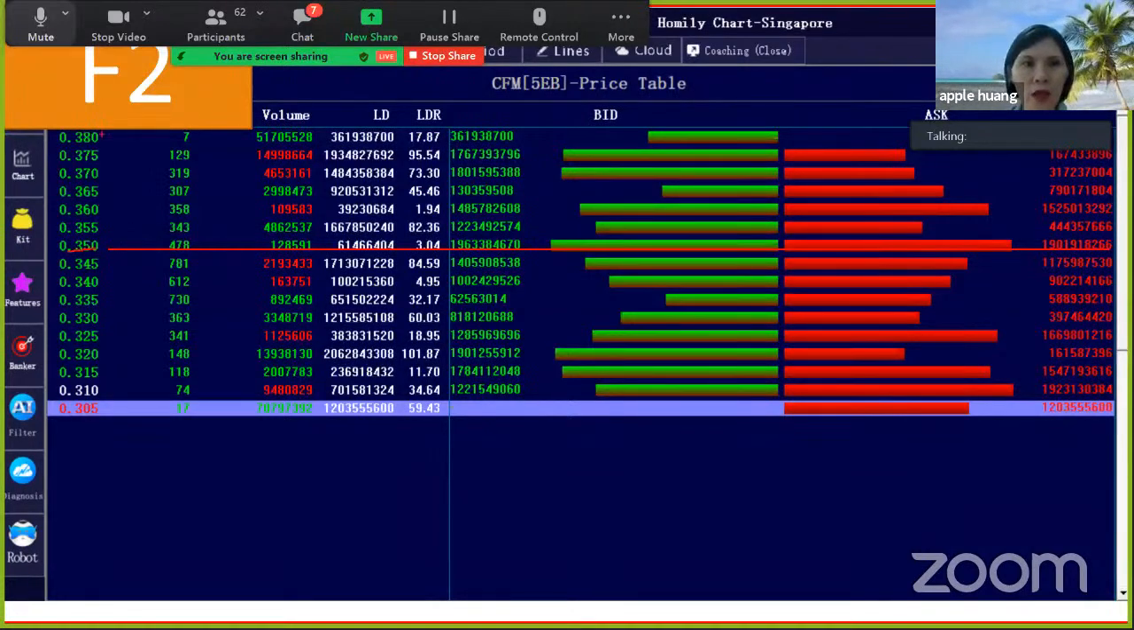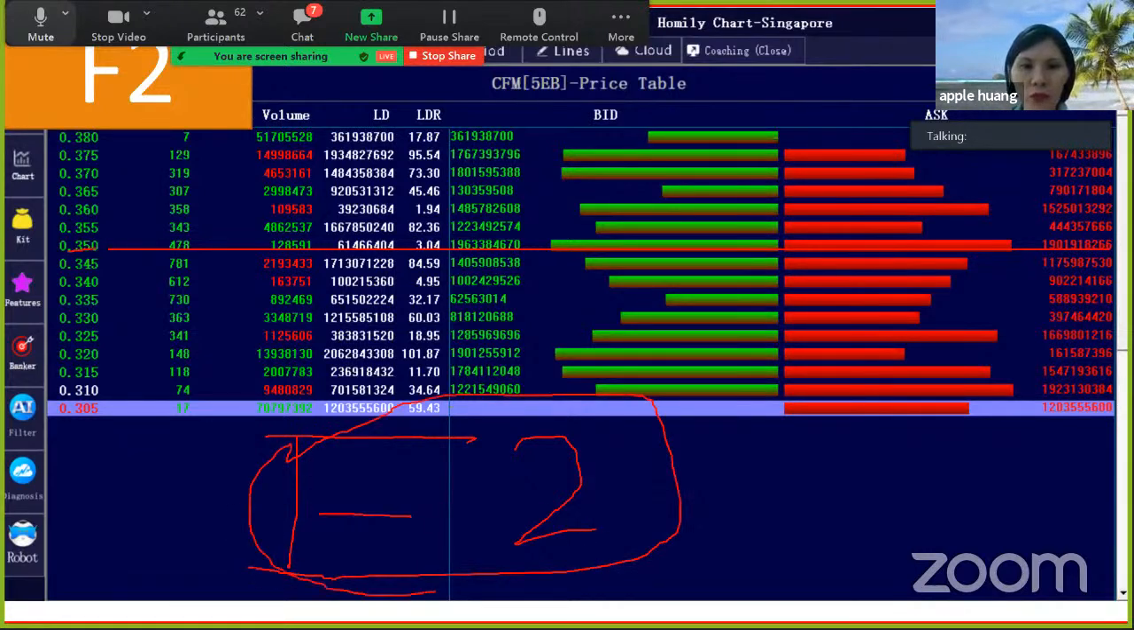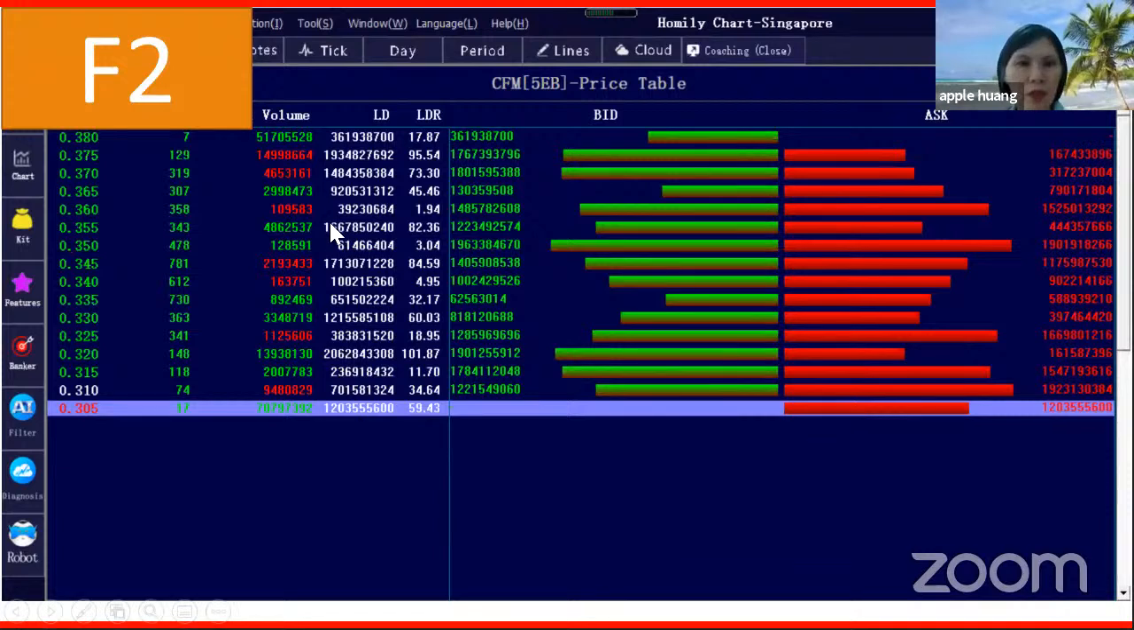That is why function 2, F2, is important. You can use function 2 to know the trading details. It's a summary of the trading of the day. All right, so the next one.